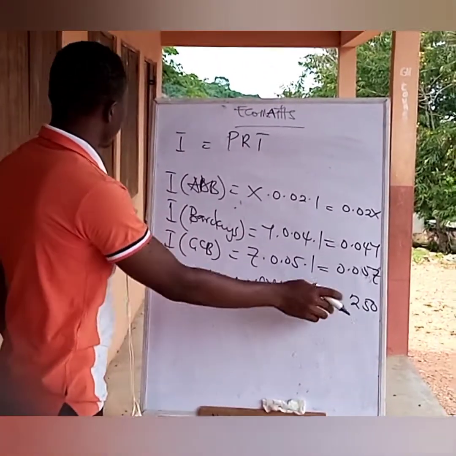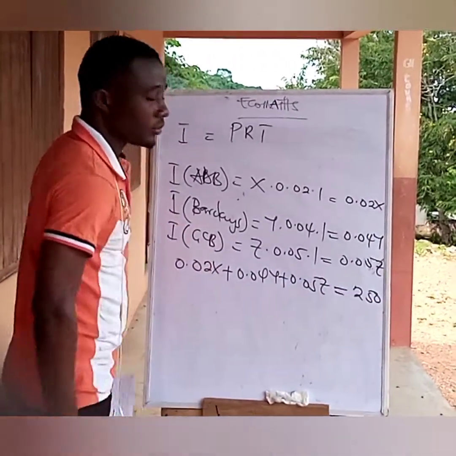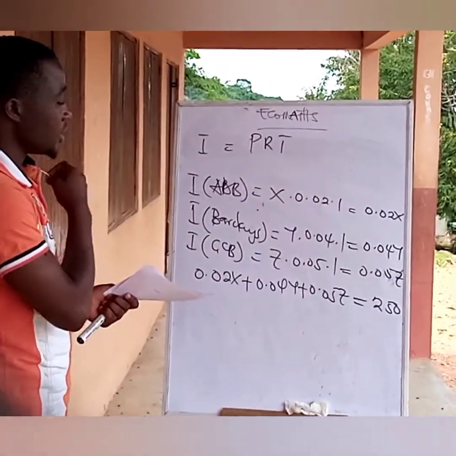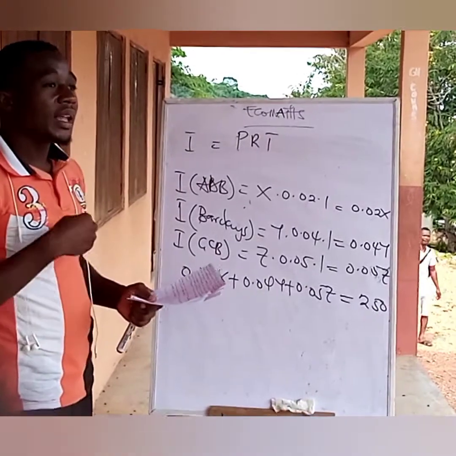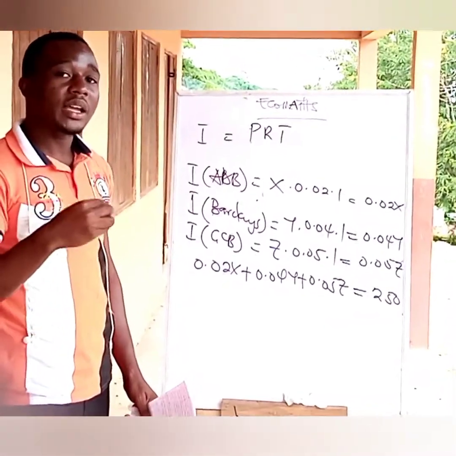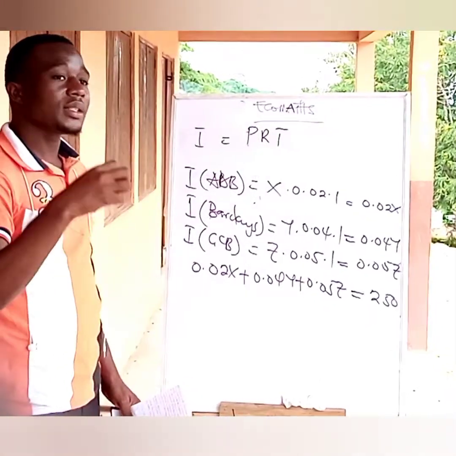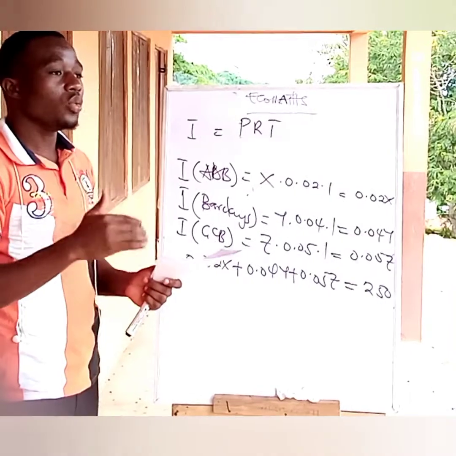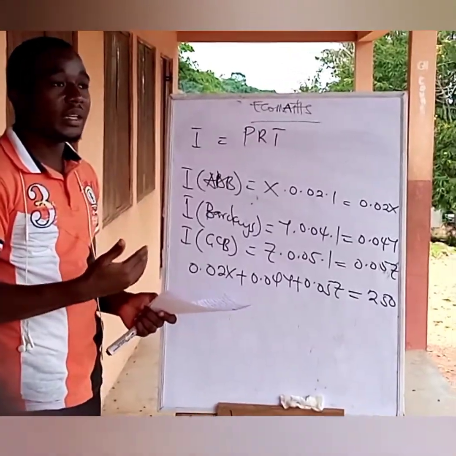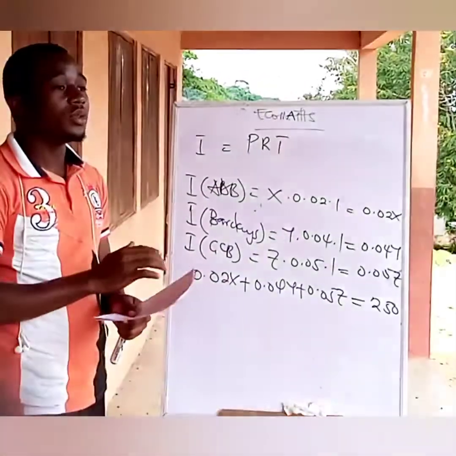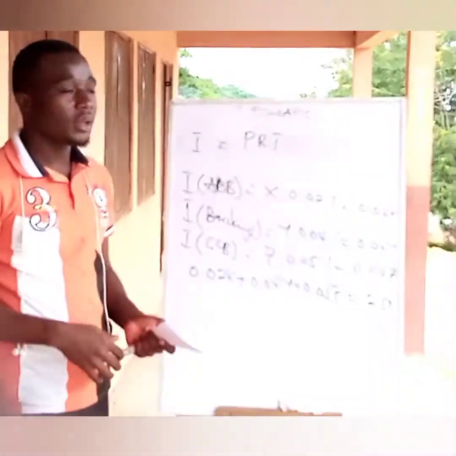So this can be equation 1. Now the next equation, how do you find the next equation? We also know that they said that 350 cedis was invested more in Barclays than the rest of the banks combined. So when you add the amount that is invested in ADB and GCB, and you add 350 to it, you are going to get the amount that you invested in Barclays.